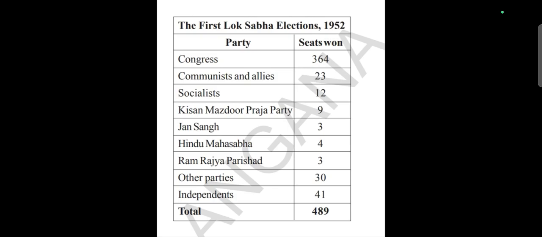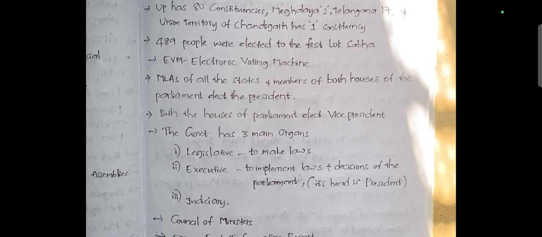As you can see here, 489 people were elected to the first Lok Sabha. EVM is electronic voting machine.